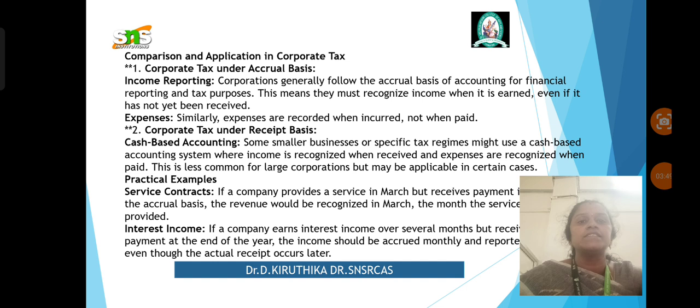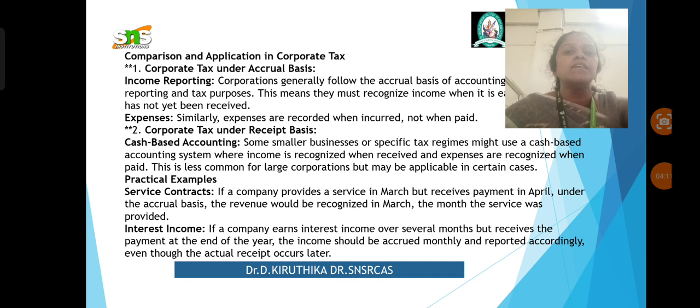Corporate tax under the receipt basis, that is, cash-based accounting: some smaller businesses or specific tax regimes might use a cash-based accounting system where income is recognized when received and expenses are recognized when paid. This is less common for large corporations but may be applicable in certain cases. Here are practical examples. If a company provides a service in March but receives payment in April, under the accrual basis the revenue would be recognized in March, the month the service was provided. Similarly, if a company earns interest income over several months but receives the payment at the end of the year, the income should be accrued monthly and reported accordingly, even though the actual receipt occurs later.